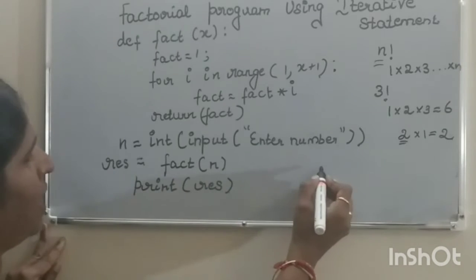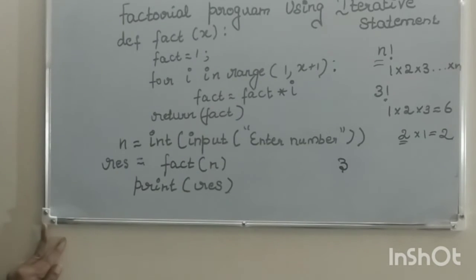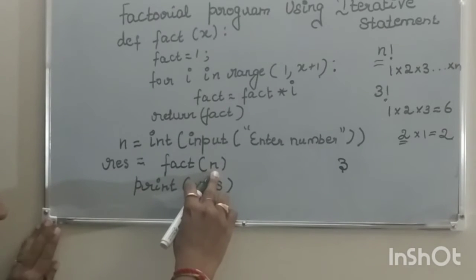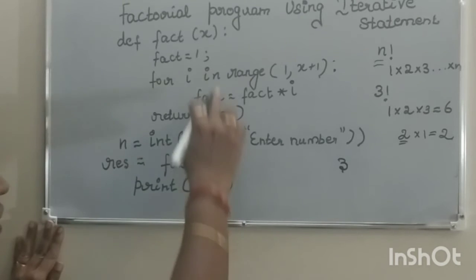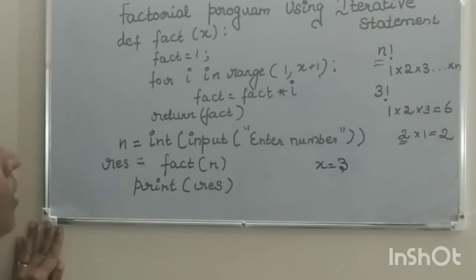Let us take one example. I have given the input as 3. And then fact of n. This is a function call. This n value will be passed to x. Now the x value is 3.